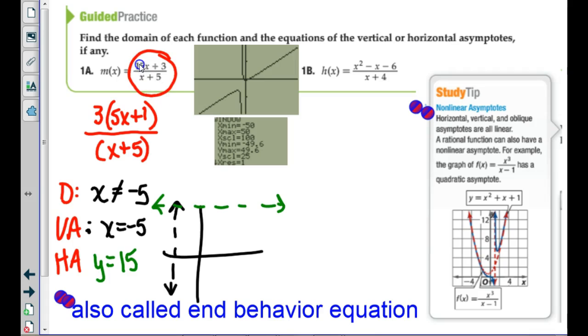All right, what would make the top equal to 0? Right here. Anybody figure that out? If we set that top equal to 0, we'd have 5x equals -1, because the 3 would divide out. So we'd have -1/5. So it crosses x at -1/5.